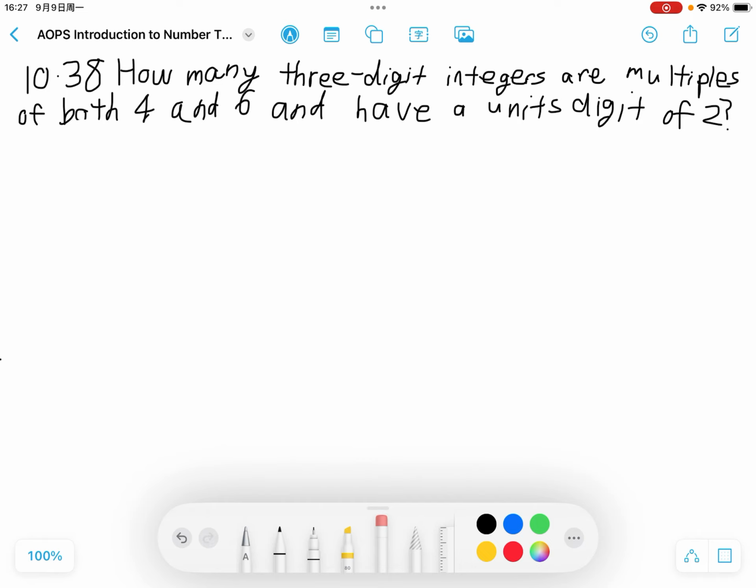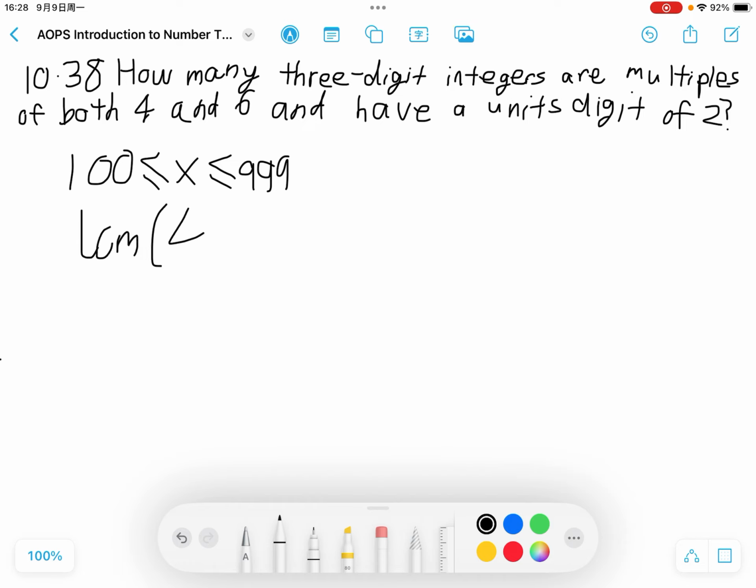They range from 100 to 999 inclusive. And then let's just define what it means by being multiples of both 4 and 6. This means being a multiple of the LCM, the lowest common multiple of 4 and 6, which is a multiple of 12. Any number x that is a multiple of 12 is a multiple of both 4 and 6.